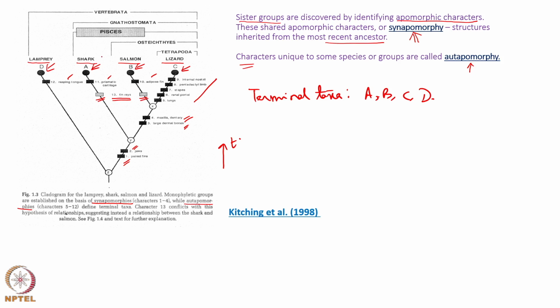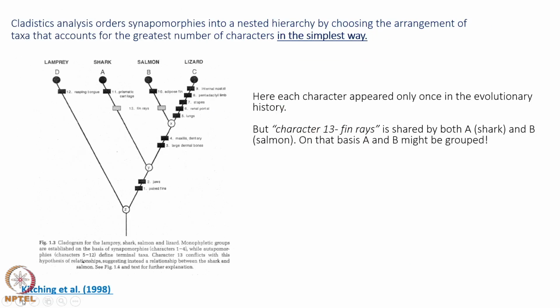Now, if we look at that property of shark and salmon, that they have fin rays, it will be incorrect to group A and B. Cladistics analysis orders the synapomorphies into nested hierarchy by choosing the arrangement of the taxa that accounts for the greatest number of characters in the simplest way. This is important and we will see what is the meaning of this simplest way.